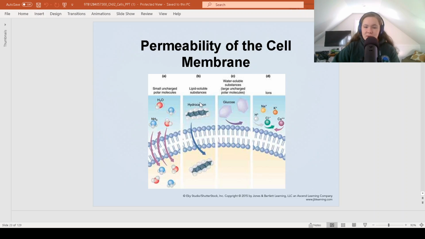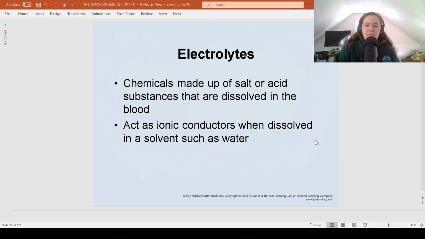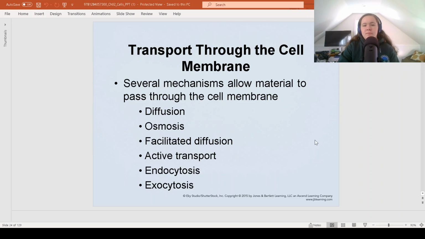We have B, lipid soluble substances, and this is how they get through. Water soluble substances, which are large uncharged polar molecules like glucose, cannot get through. Ions cannot get through. Electrolytes, chemicals that are made up of salt or acid substances that are dissolved in the blood, act as ionic conductors when dissolved in a solvent such as water.